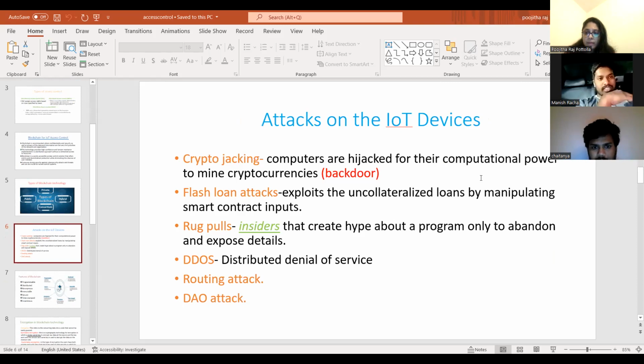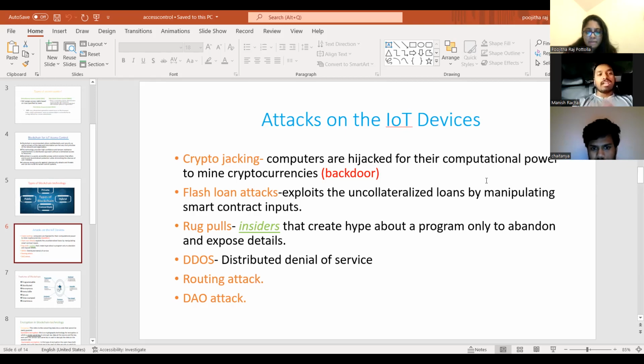As we discussed access control, now we will discuss attacks. What are the attacks on IoT devices? There are types of attacks like cryptojacking. What is cryptojacking? Computers are hijacked for their computational power to mine cryptocurrencies. The next one is flash loan attacks. They exploit uncollateralized loans by manipulating smart contract inputs.